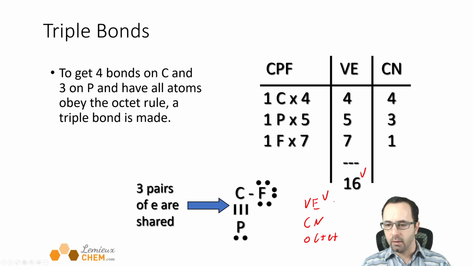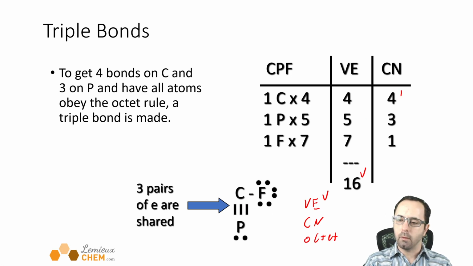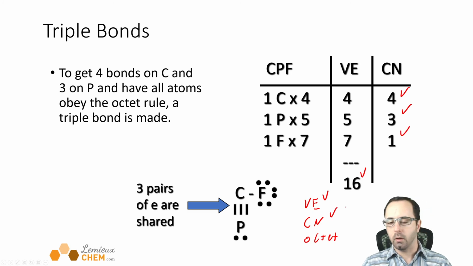Next, covalence numbers. Is carbon making 4 bonds? 1, 2, 3. 3 in the triple bond and 1 in this single bond. That's 4 bonds. Good. Is phosphorus making 3 bonds? 1, 2, 3 in the triple bond? Yes. Is fluorine making 1 bond? Yes. Okay, so our covalence numbers are good.